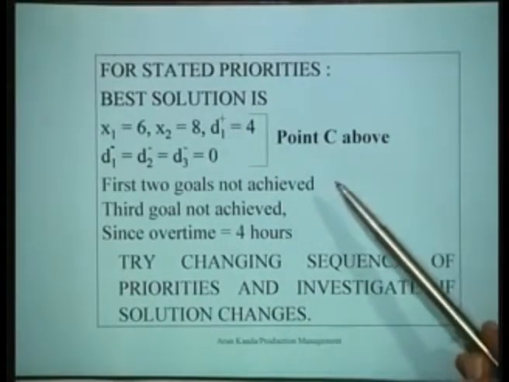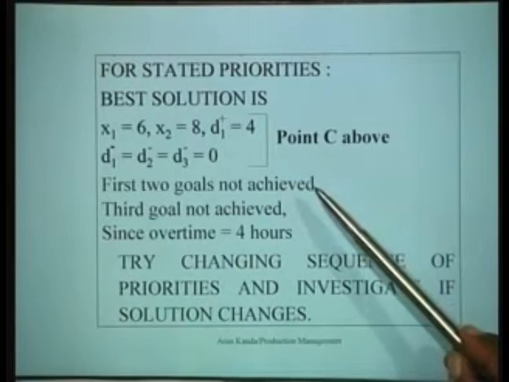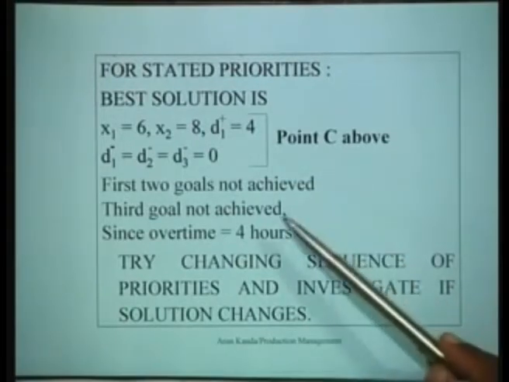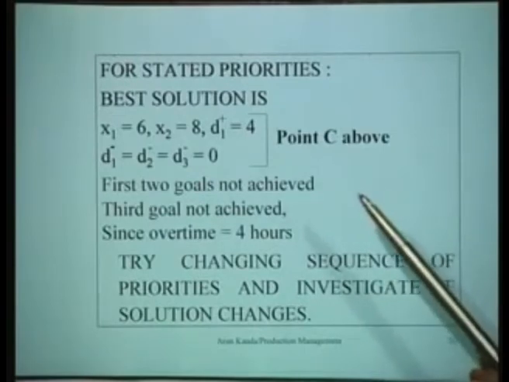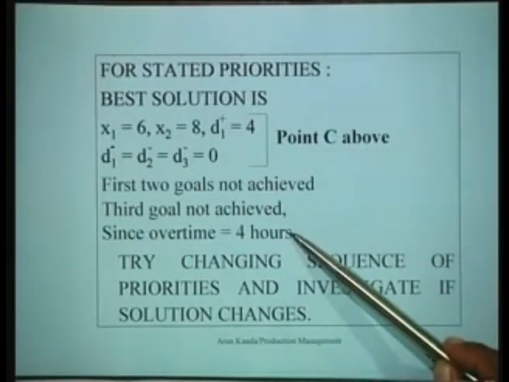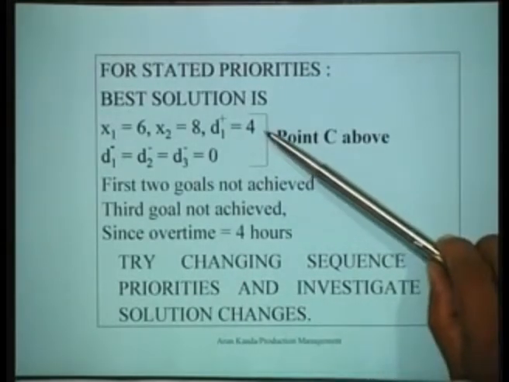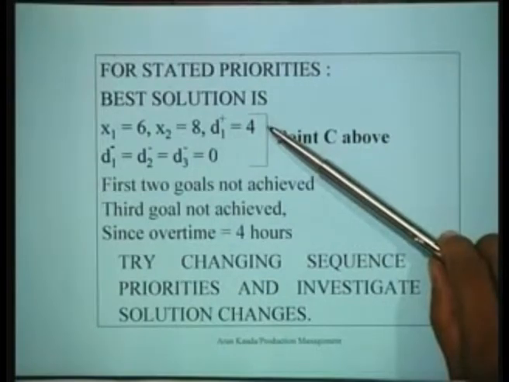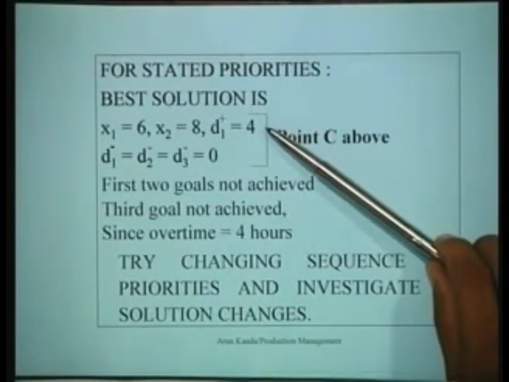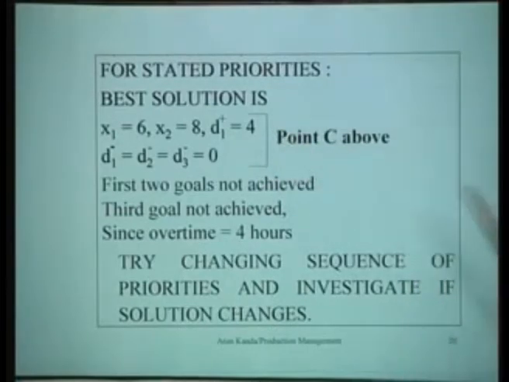the point which would have, for the stated priorities, the best solution. And at this particular stage, the first two goals are not achieved, the third goal also is not achieved, and the overtime at this stage is 4 hours. So, you can keep on changing the sequence of priorities and investigate if the solution changes. In fact, what we are talking about here is a variation of linear programming, typically known as goal programming, in which we define a goal and then we talk about the deviations from the goal, and we are then looking for solutions within a certain priority. So, this would be the way in which a goal program would look at this particular solution.